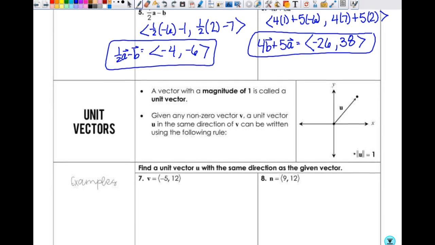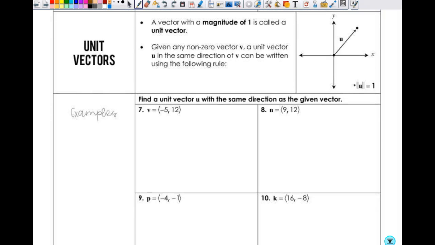All right. So let's look at unit vectors. If we have a vector with magnitude 1, that means the length is 1, then it's called a unit vector. We talk a lot about the unit circle. We have a unit vector. Given any non-zero vector v, a unit vector u in the same direction can be written using the following rule. I could have a vector v that is a lot longer, but it has the exact same angle. And so I'm going to be able to find a unit vector for the vector I have that pretty much just gives me the angle, and we'll have some multiplier. Okay?